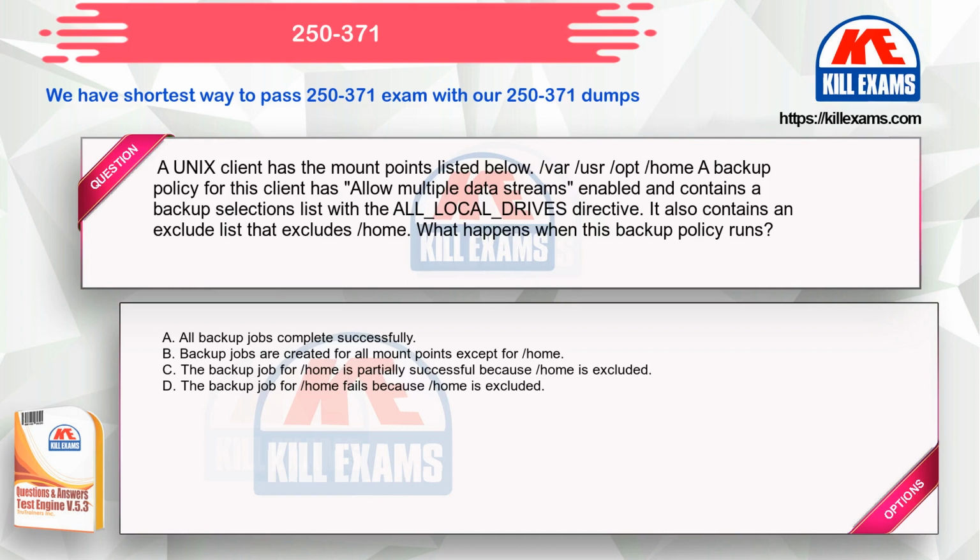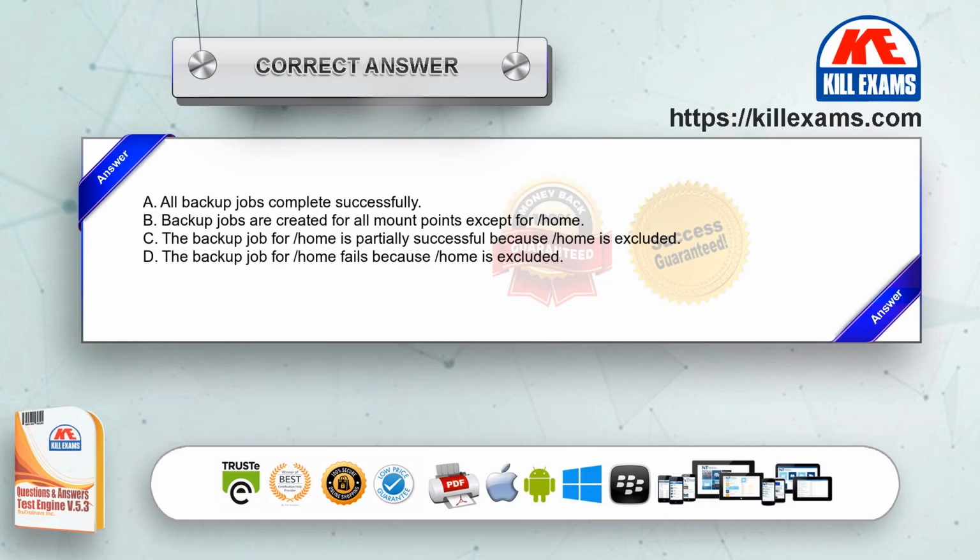Option A. All backup jobs complete successfully. Option B. Backup jobs are created for all mount points except for /home. Option C. The backup job for /home is partially successful because /home is excluded. Option D. The backup job for /home fails because /home is excluded. The correct answer is option D.